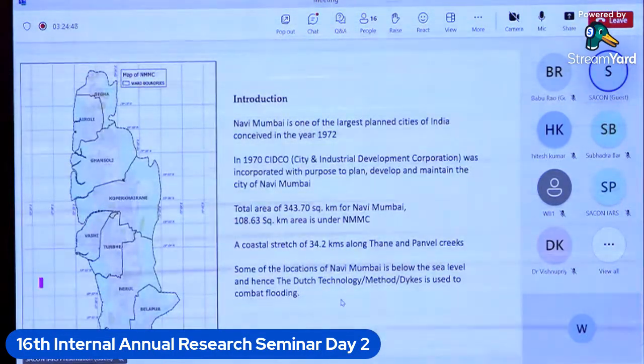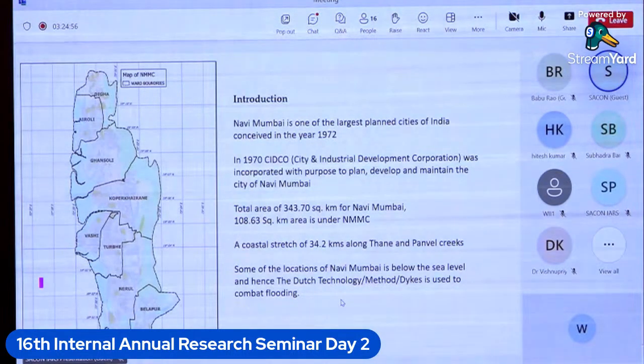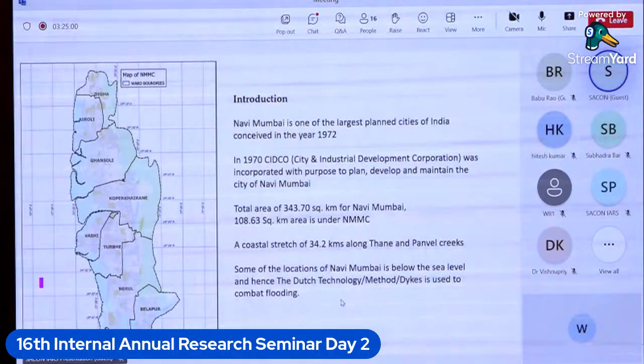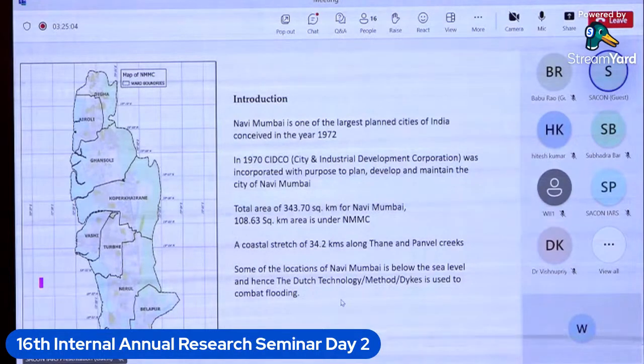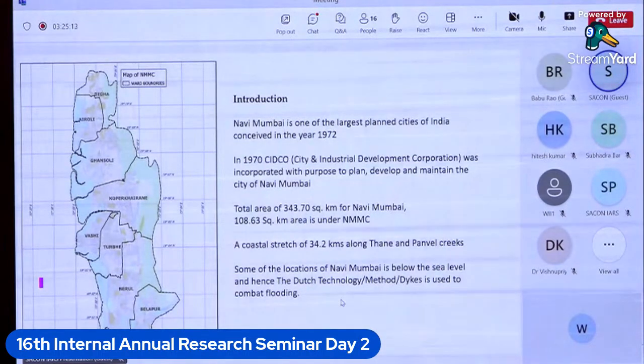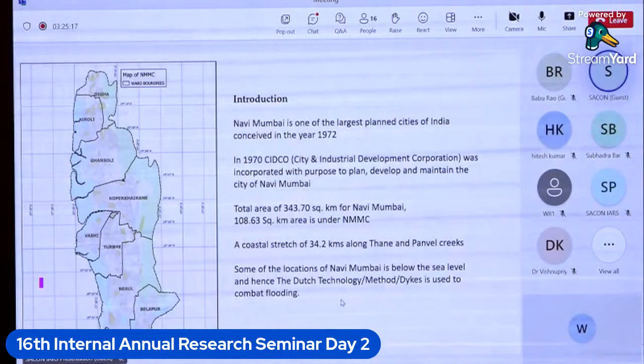Navi Mumbai is one of the largest planned cities in India, conceived in the year 1972. It was basically given to CIDCO so that the entire city is planned in a well-managed way. The entire area of Navi Mumbai has a coastal stretch of 4.2 kilometers, with the creeks very close, in very close proximity. Some of the locations of Navi Mumbai are such that they are below the high tide. So this is what makes this study important.